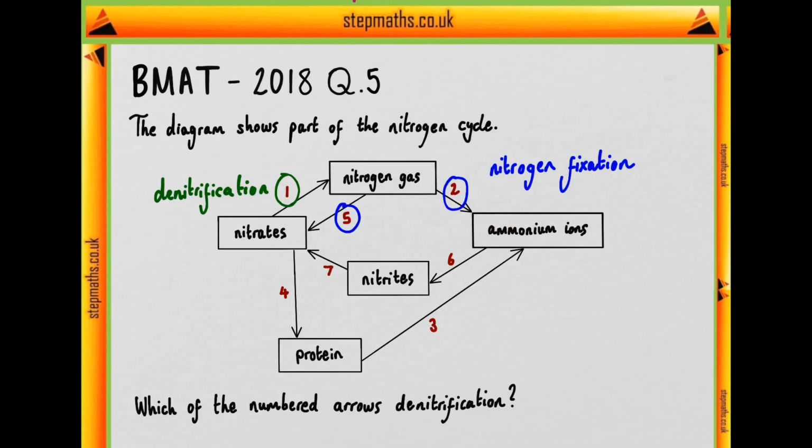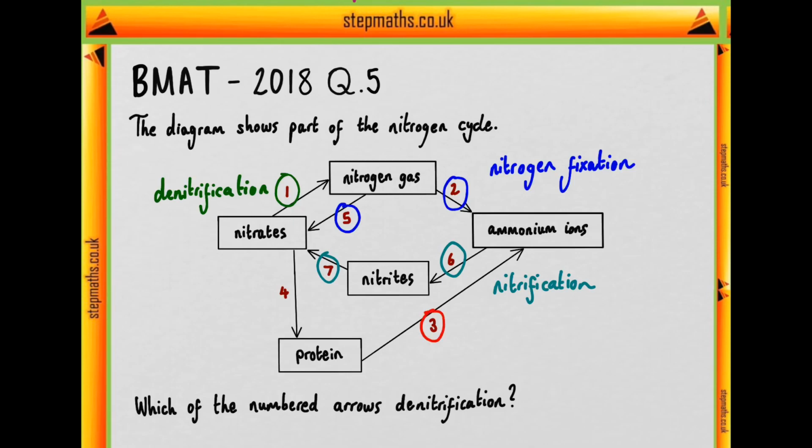Moving through, you should be able to identify or recall that the pathway that uses nitrites as an intermediary is nitrification. So nitrites, think nitrification. So these two pathways, 6 and 7, involve nitrifying bacteria in the soil.